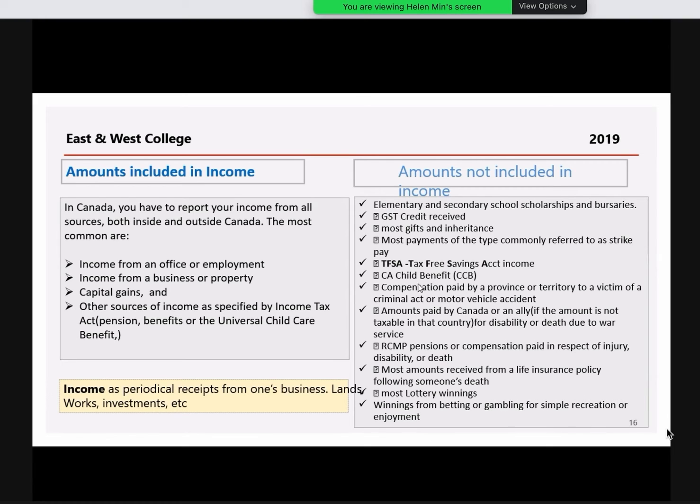These on the right side are all incomes you don't need to put on your T1. Does anybody have a question? If you need to take a picture or screenshot, feel free to do so. Yes, ma'am, I took screenshots, even of you. You can feel free to take screenshots.